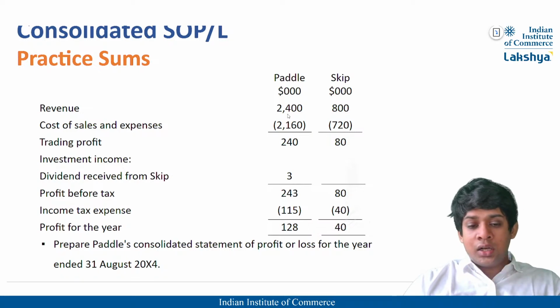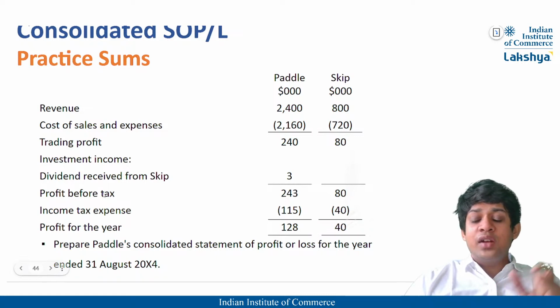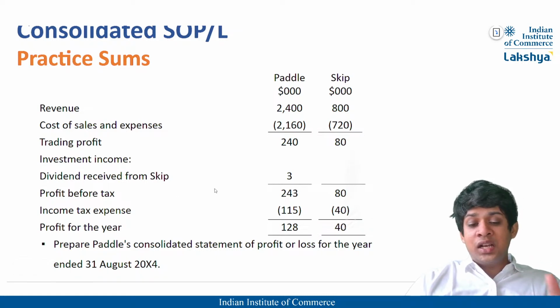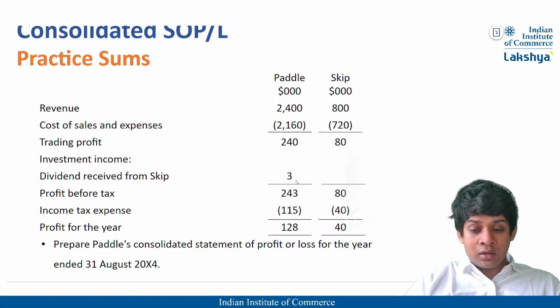Now the revenue is stated here, revenue of Paddle and Skip, the cost of sales of Paddle and Skip, and also the expenses, be it the distribution or the administrative, they have been stated together. Okay, then we get our trading profit. Then investment income is stated, which is nothing but a dividend which has been received from the subsidiary company. So obviously, if you remember, a dividend received from the subsidiary company might be stated as investment income in Paddle's individual financial statements, but while we consolidate, this is to be ignored or eliminated, right?